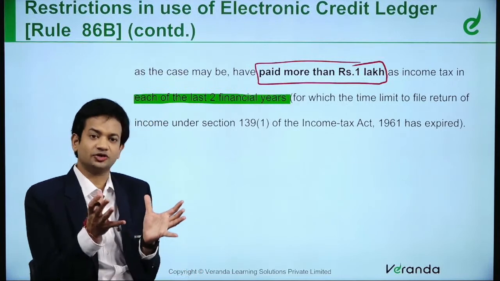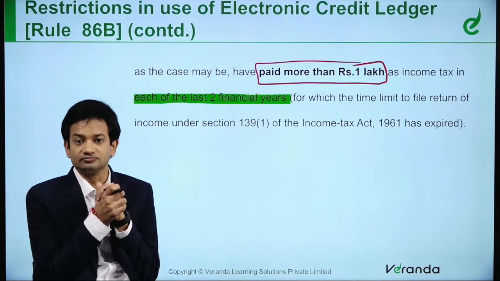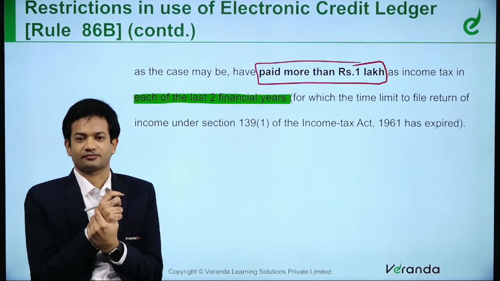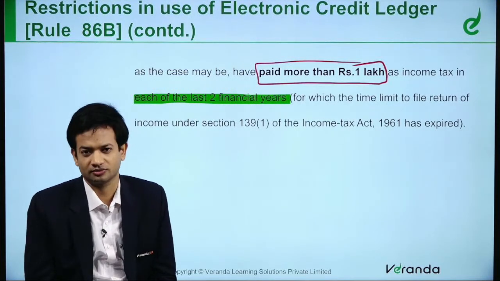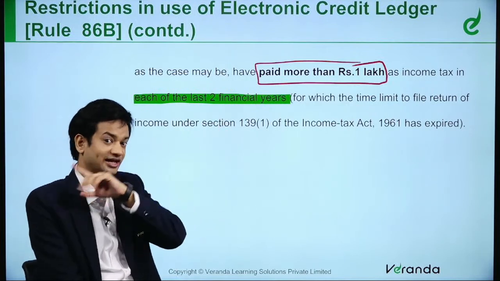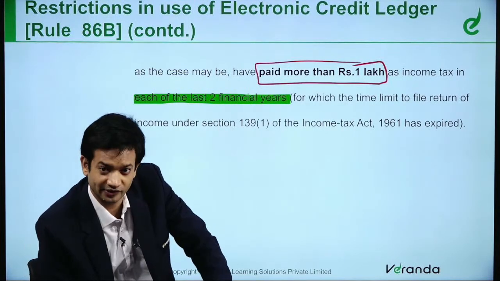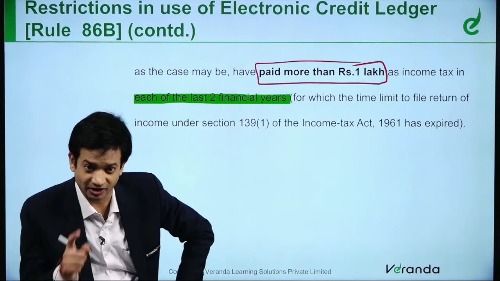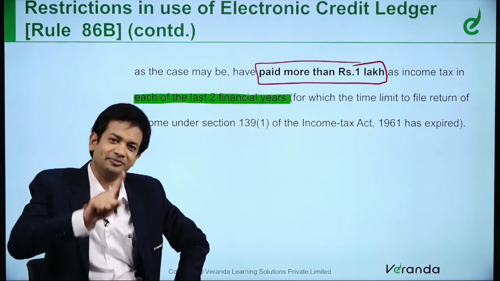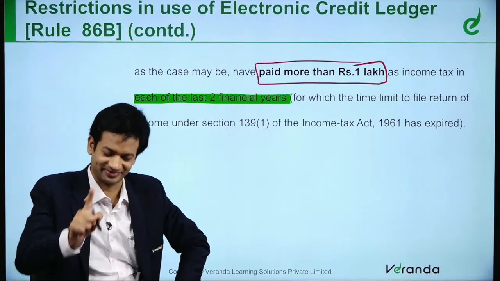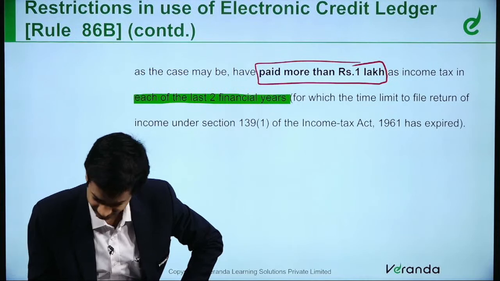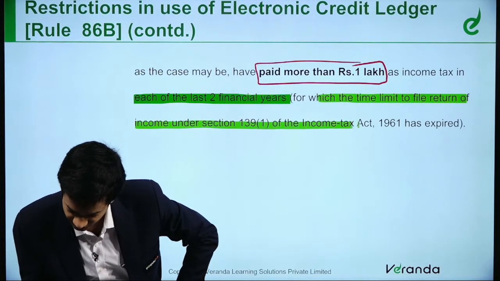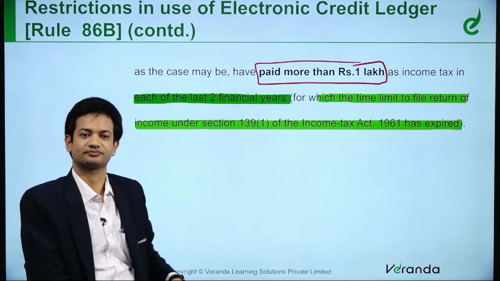Now let's say, for example, financial year 2021, can I see or not this condition? I cannot see. Why? Because for financial year 2021, the time limit to file returns has still not expired. So, as you see in the bracket here, compare only those last 2 years for which the time limit to file return of income under section 139(1) has expired, right?